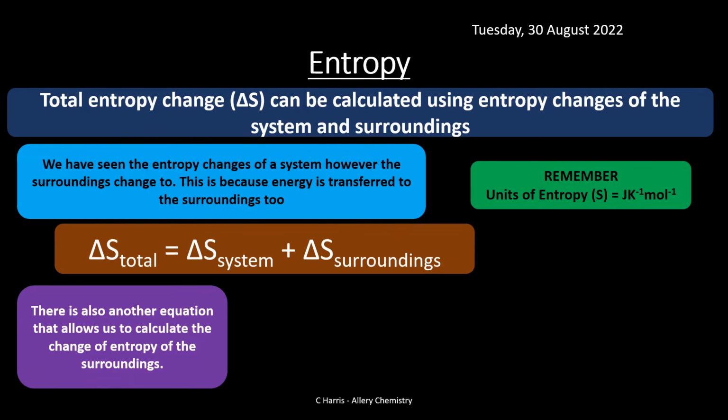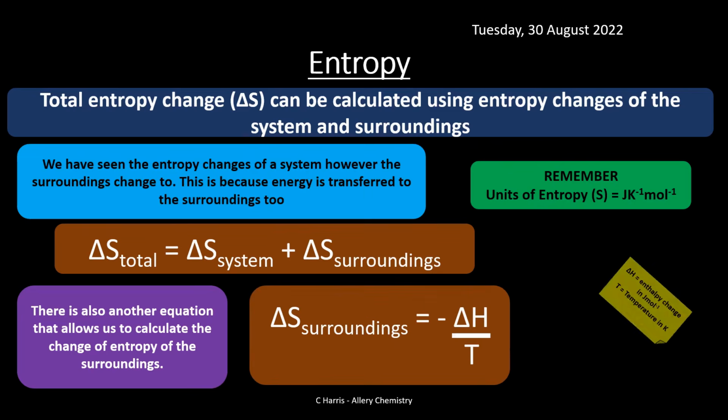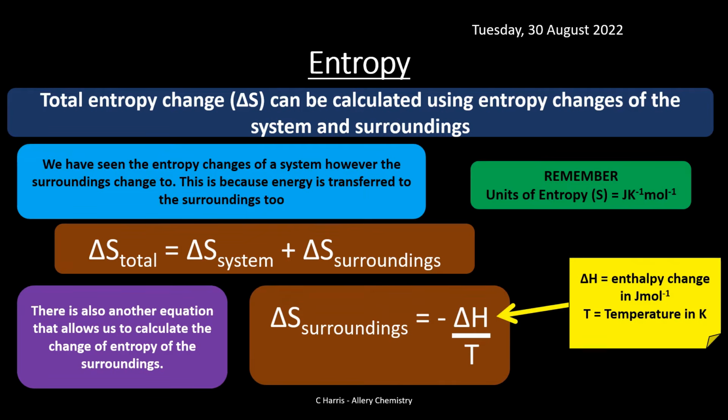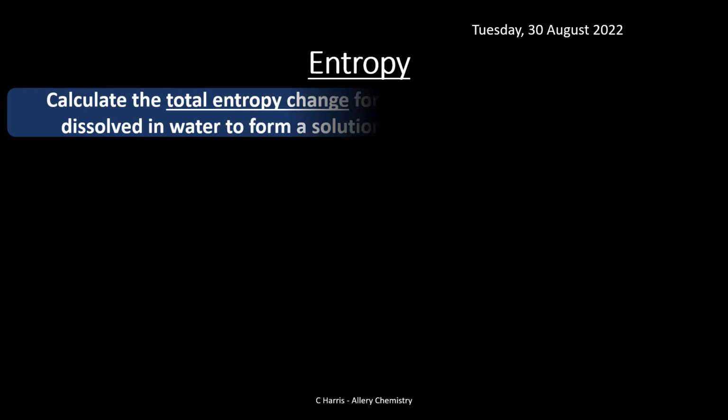There's another equation that allows us to calculate the entropy change of the surroundings. The surroundings is just anything outside of the container where the reaction vessel is. So the entropy change of the surroundings is minus delta H over T. Delta H is the enthalpy change. What you must do is convert that to joules per mole. Normally you'll have an enthalpy change in kilojoules per mole, but in this case we're going to use joules per mole, so just be aware of that. Temperature is in Kelvin.